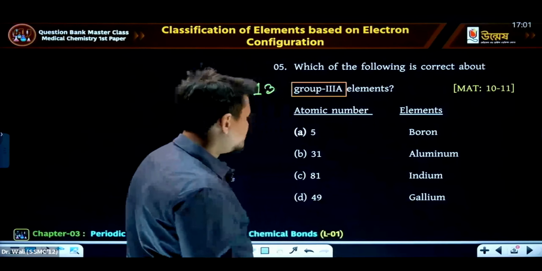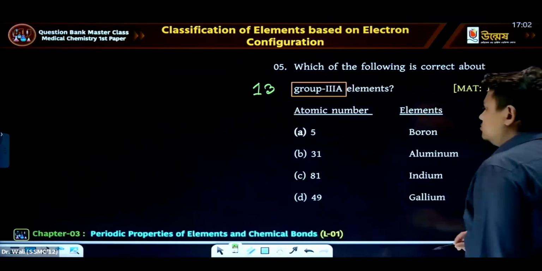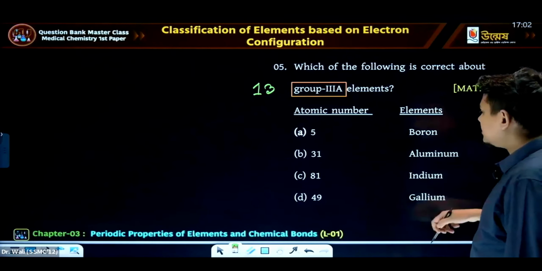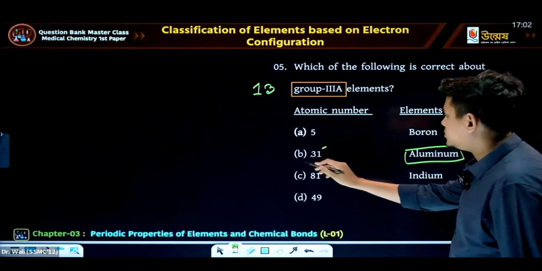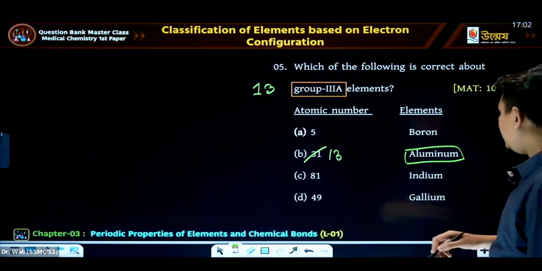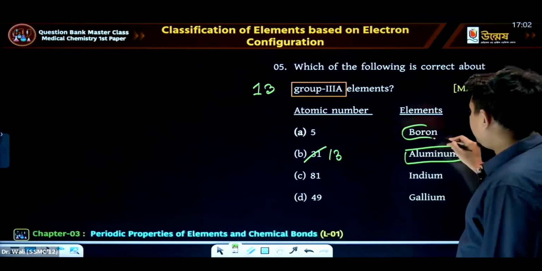Aluminium, indium, gallium. These are not correct. Why? First of all, aluminium's atomic number is 13, not 31. And indium and gallium are also incorrect. The only correct option here, we can see, is boron.